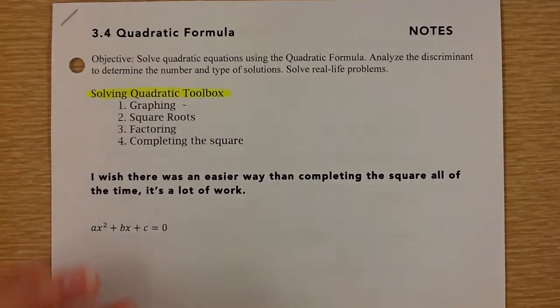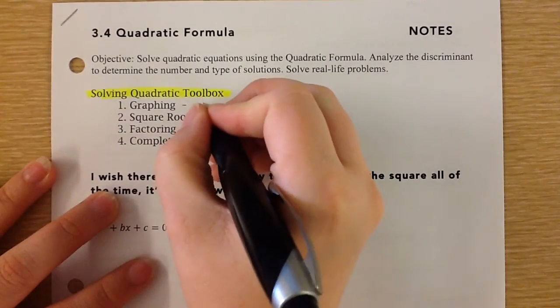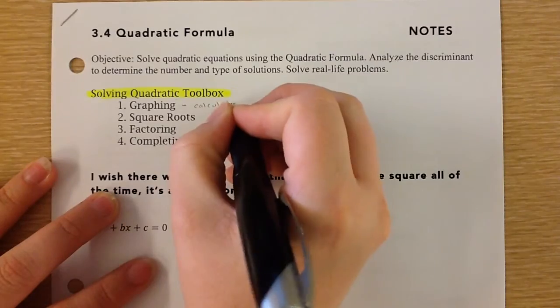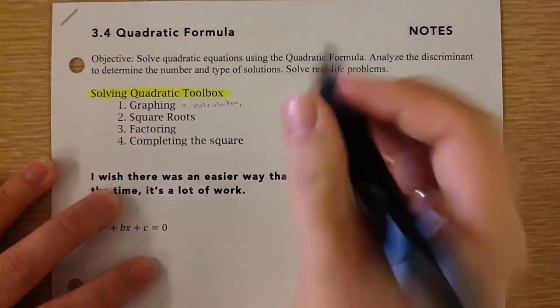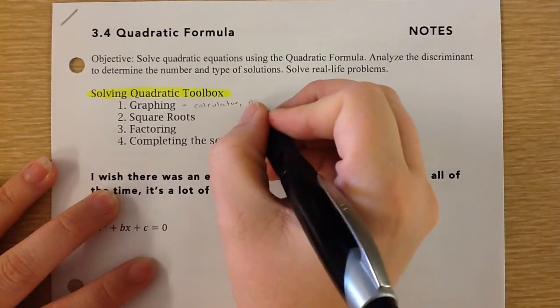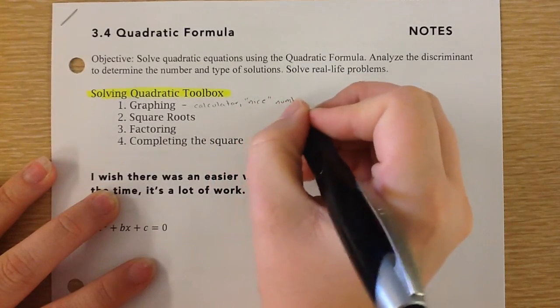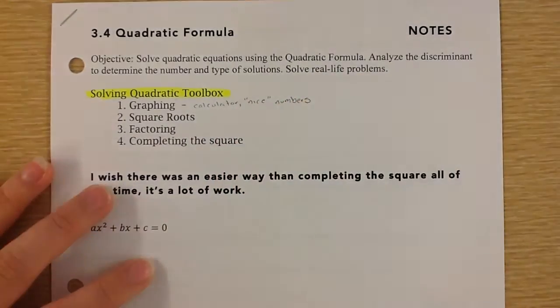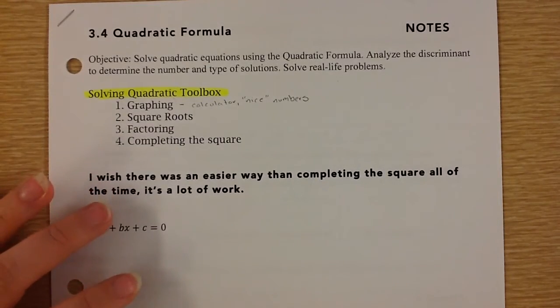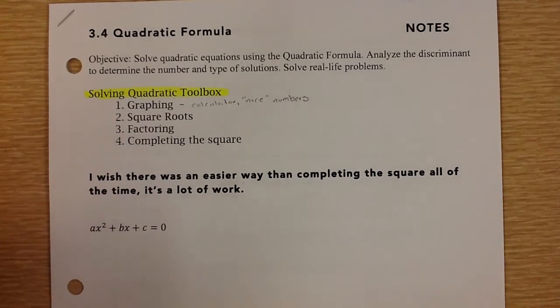Okay. So again, remember, graphing works really only when you have a calculator handy, and also when your solutions are what I call nice numbers. Nice whole numbers, 5, even a half, graphing will work to help us find those ones. But again, you need to have a graphing calculator, and the solutions need to be nice little numbers.